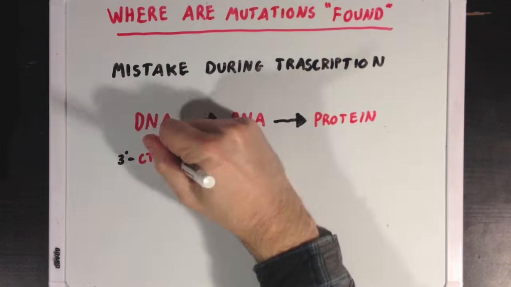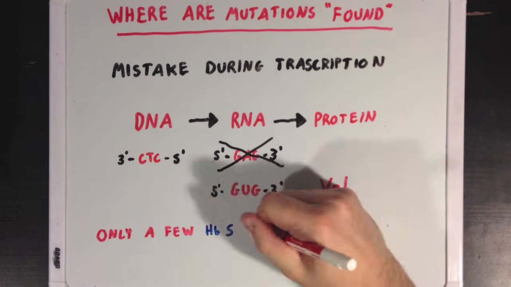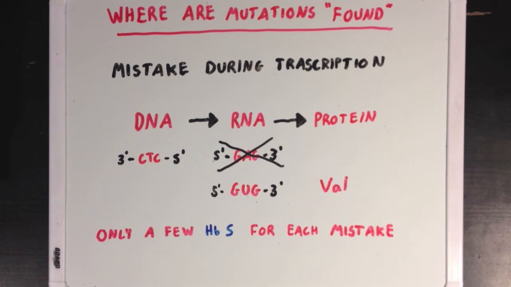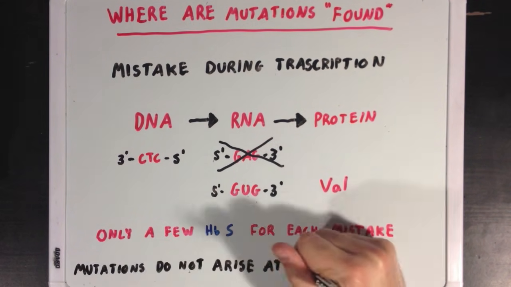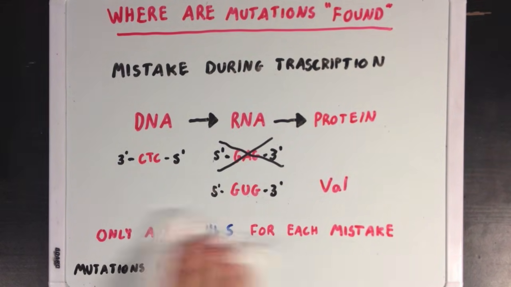Again, we have our CTC piece of DNA, which would normally make GAG on RNA, but maybe a mistake occurs which leads to the transcription of a GUG instead, which would then code for the valine associated with mutated hemoglobin. Now, if this mistake occurred, the cell would only make a few mutated hemoglobins for each mistake, since an individual strand of messenger RNA will only be translated a couple of times before being degraded. So we can say that mistakes during transcription probably don't cause mutations like the one associated with sickle cell disease.